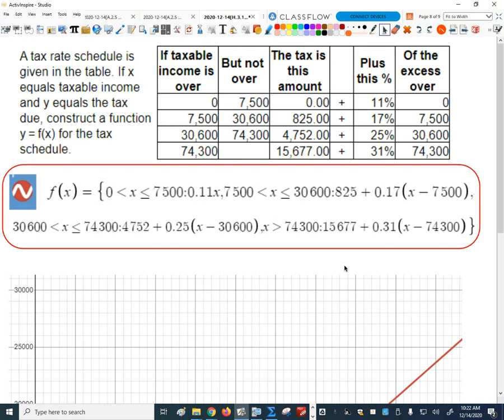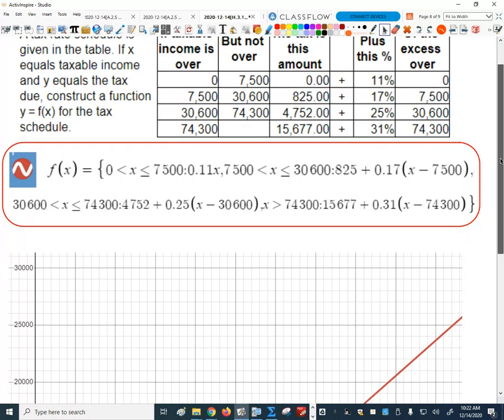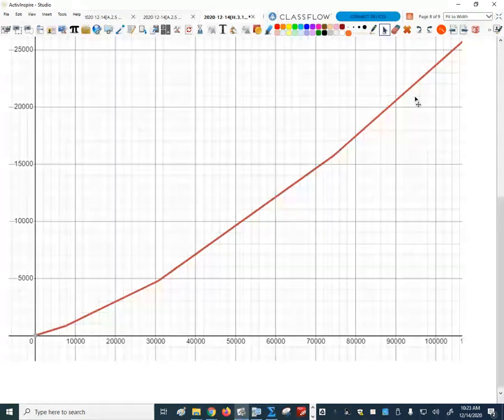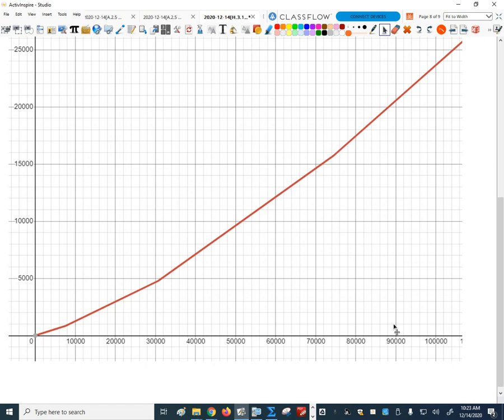All right, and that's what it looks like if you plug all that stuff into Desmos. There's what it looks like. And this is kind of interesting. You can see that the slope of the line goes up a little bit for each of the different pieces, right? Which makes sense because the tax rate, which corresponds to the slope, is higher the bigger your income is.